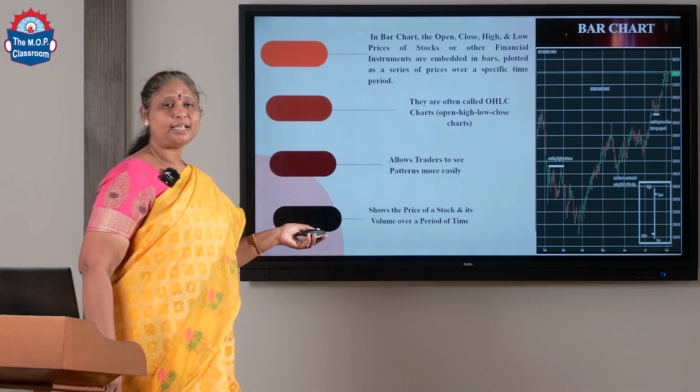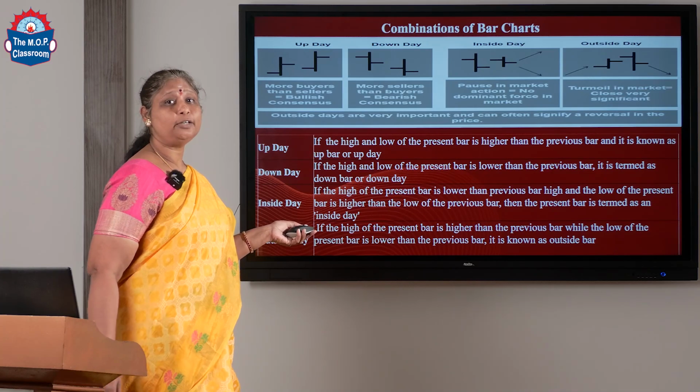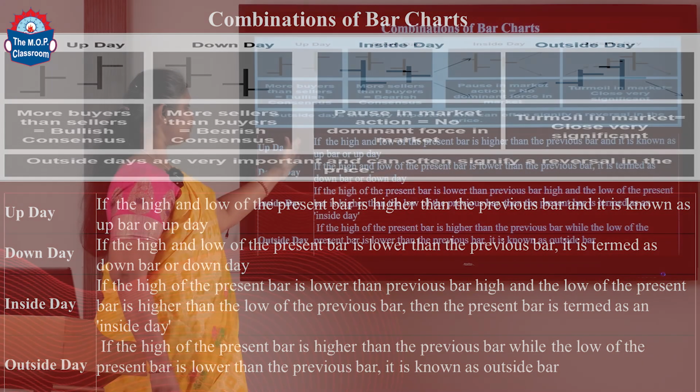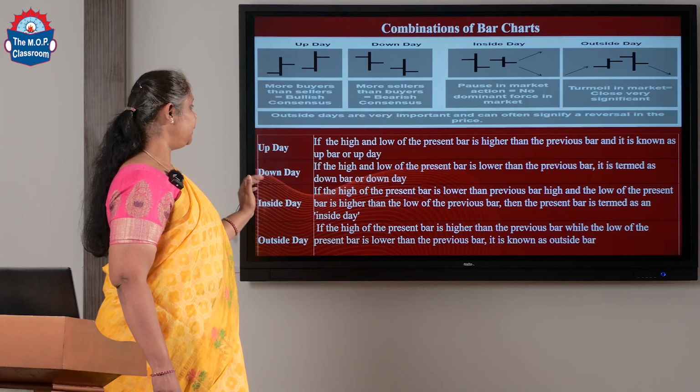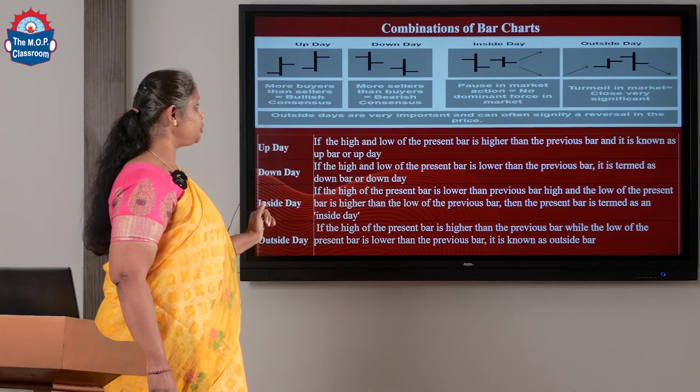Moving on to the combinations of bar charts. These bar charts come in different combinations, which include an up day, a down day, an inside day and an outside day. Up day: if the high and the low of the present bar are higher than the previous bar, then it is known as an up bar or an up day. Down day: if the high and the low of the present bar are lower than the previous bar, it is termed a down day, which denotes a bearish consequence.